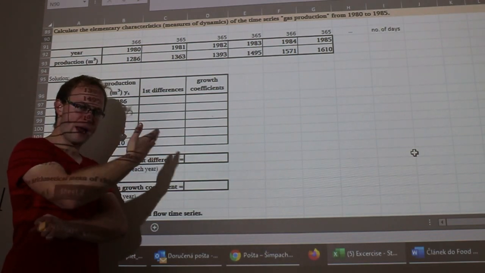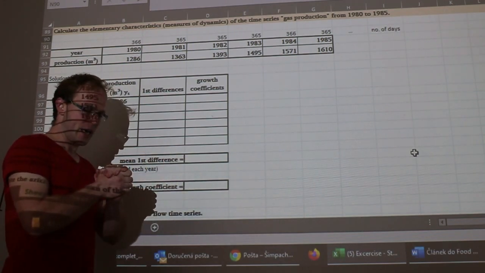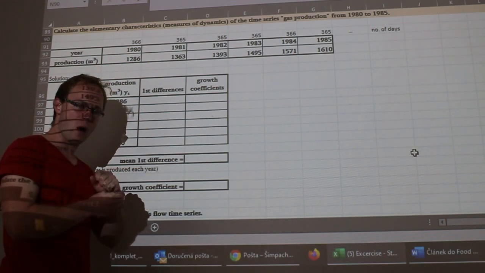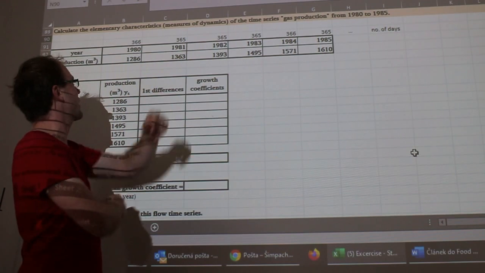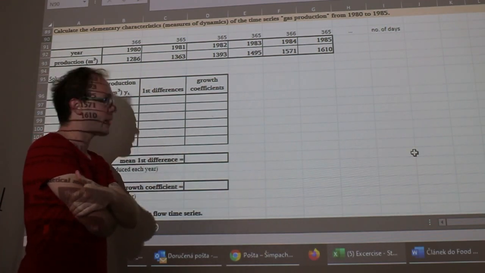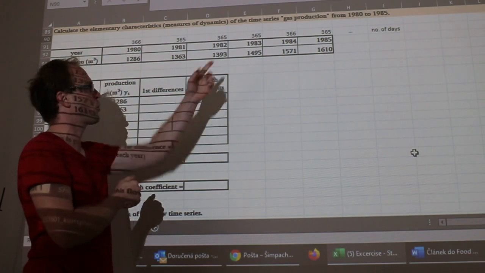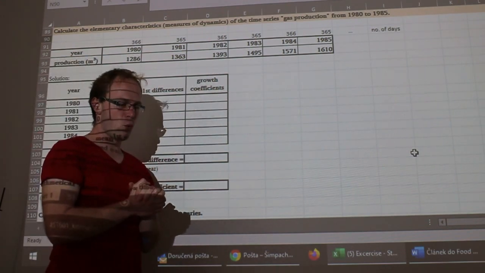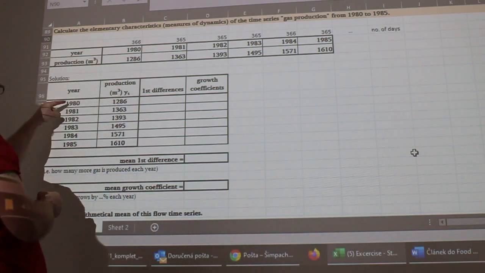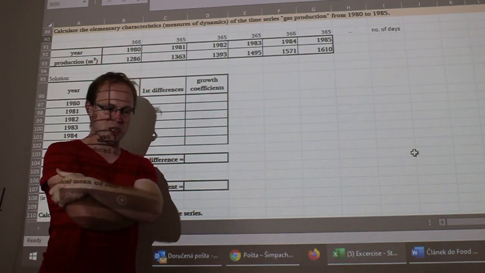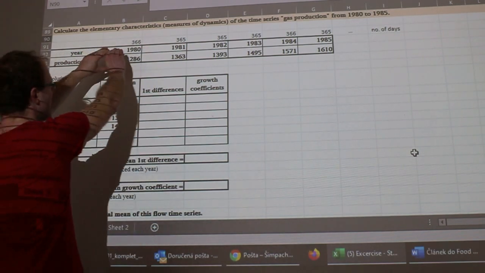Okay, we can move to another types of examples, another lesson, yes? Time series analysis in descriptive way only, yes? Descriptive analysis of time series. We would like to calculate elementary characteristics. We can call these elementary characteristics also the measures of dynamics, yes, measures of dynamics of the time series gas production. This is annual time series, very old, as you can see, from year 1980 to 1985. So we have here 1, 2, 3, 4, 5, 6. Only 6 observations. Gas production measured in cubic meters. Yes, there we have the data set.